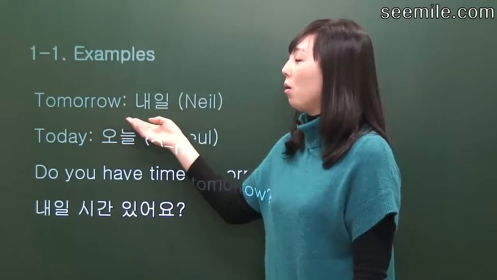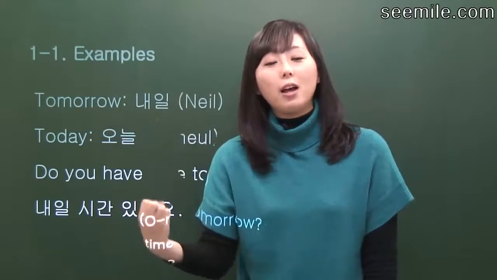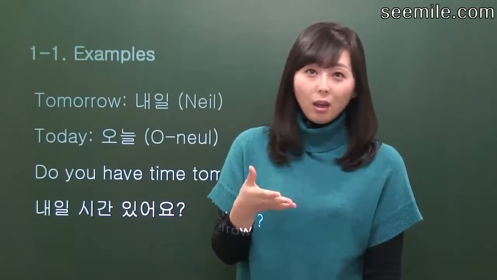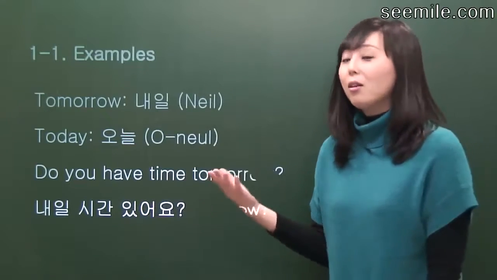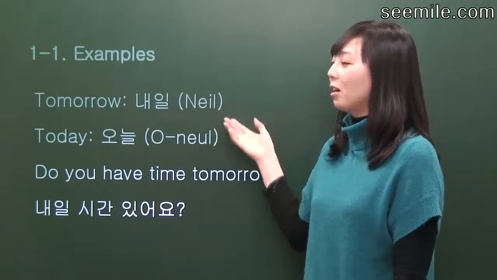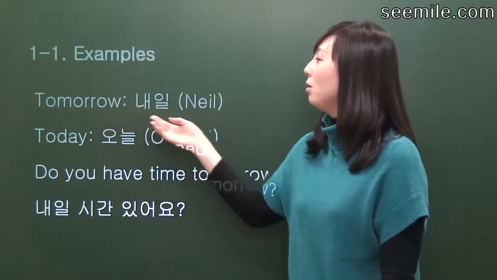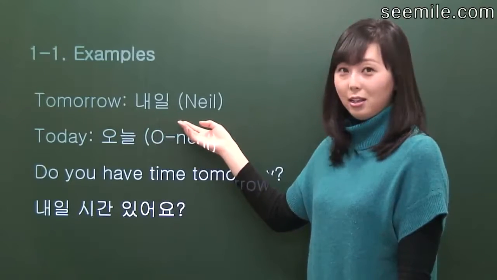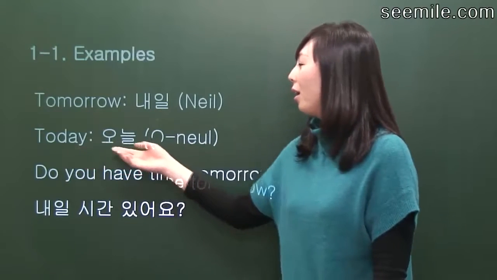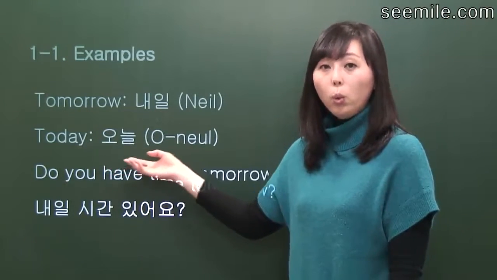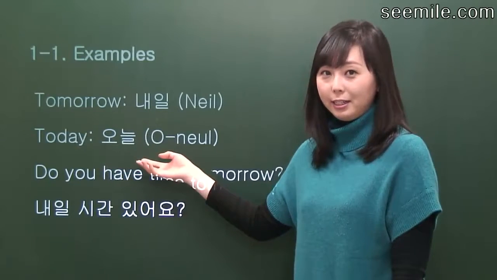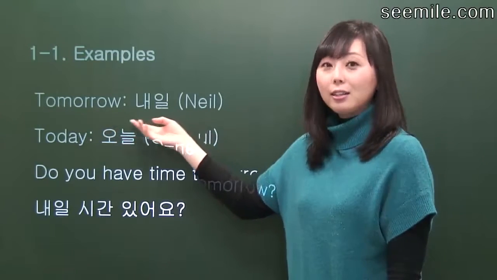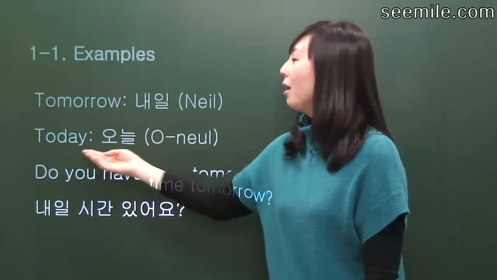Tomorrow. If you just ask, do you have time? I would ask back to you, when? Today? Tomorrow? When? Because you didn't mention the exact time here. So tomorrow is 내일. Alright? And today, 오늘. One more time. Tomorrow, 내일. And today, 오늘.